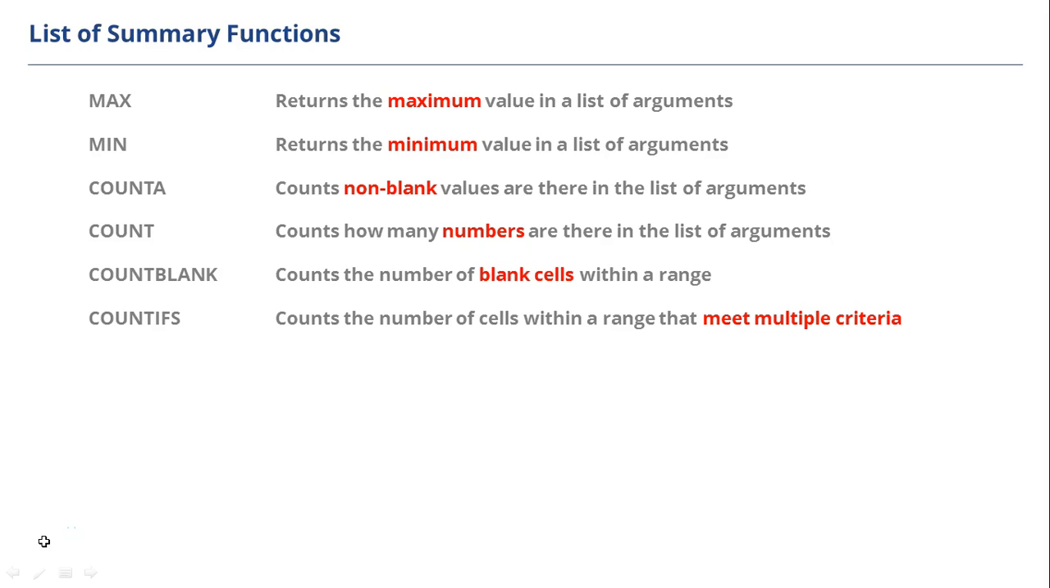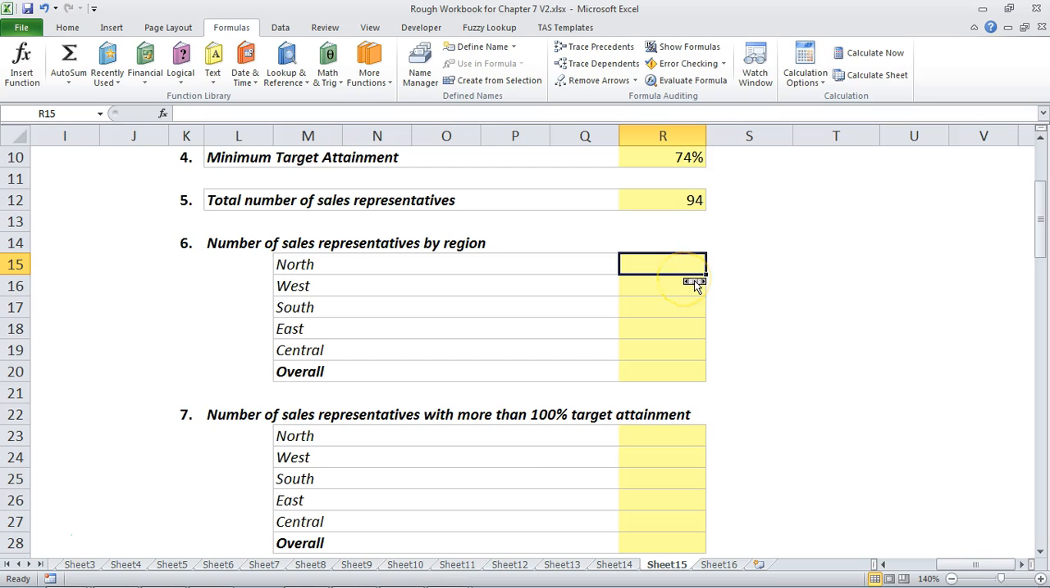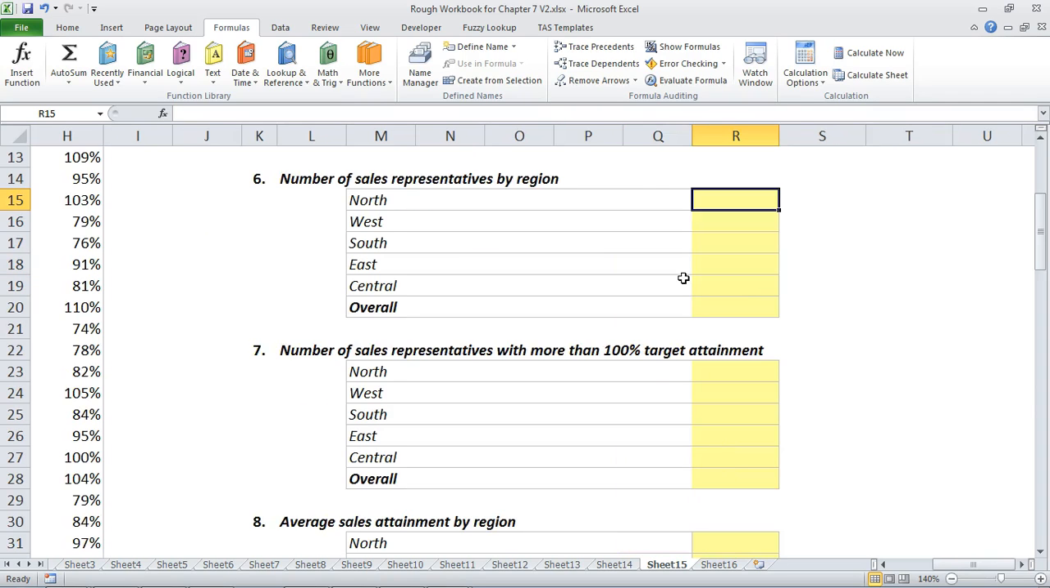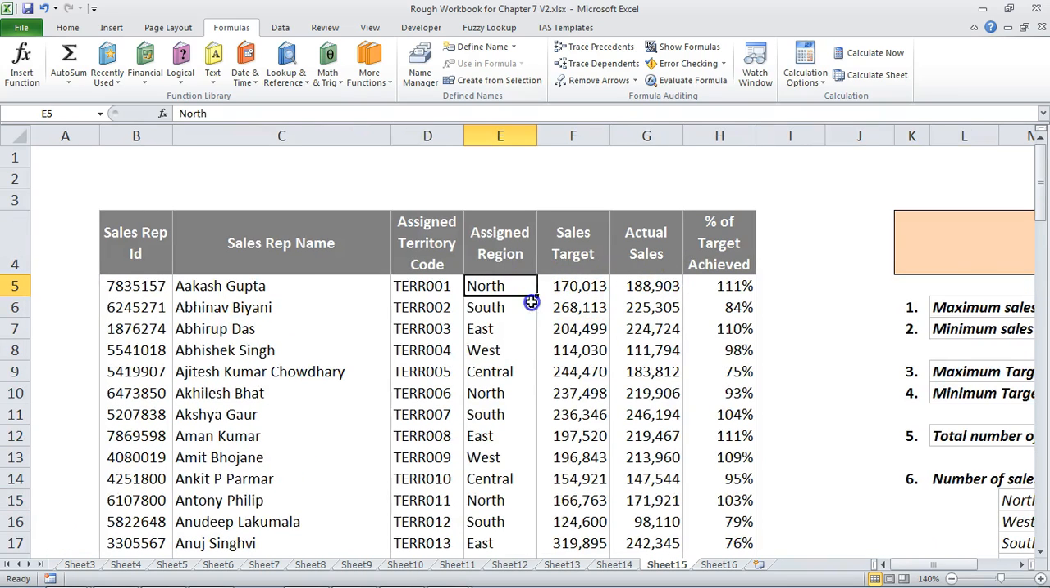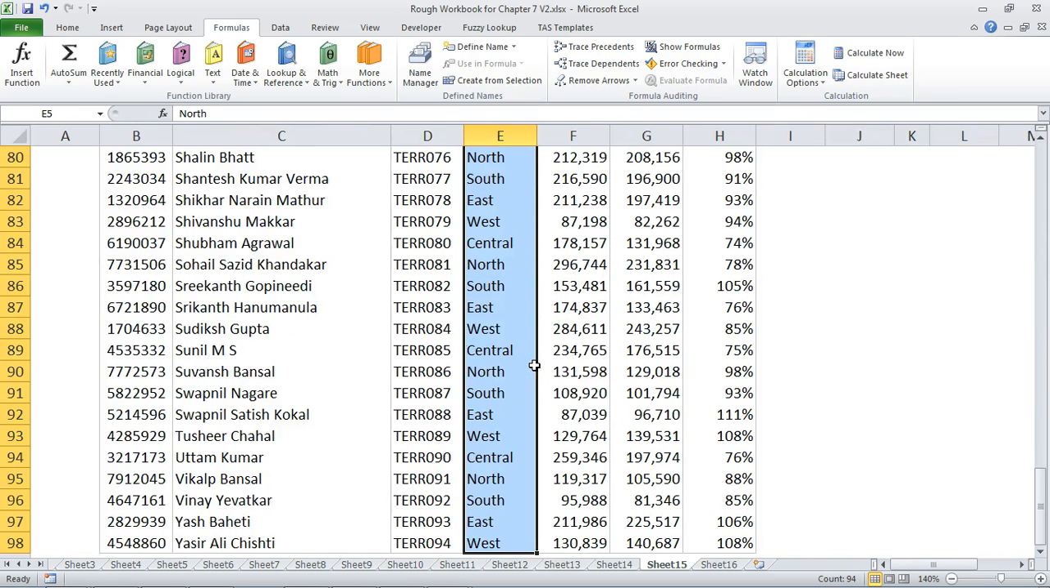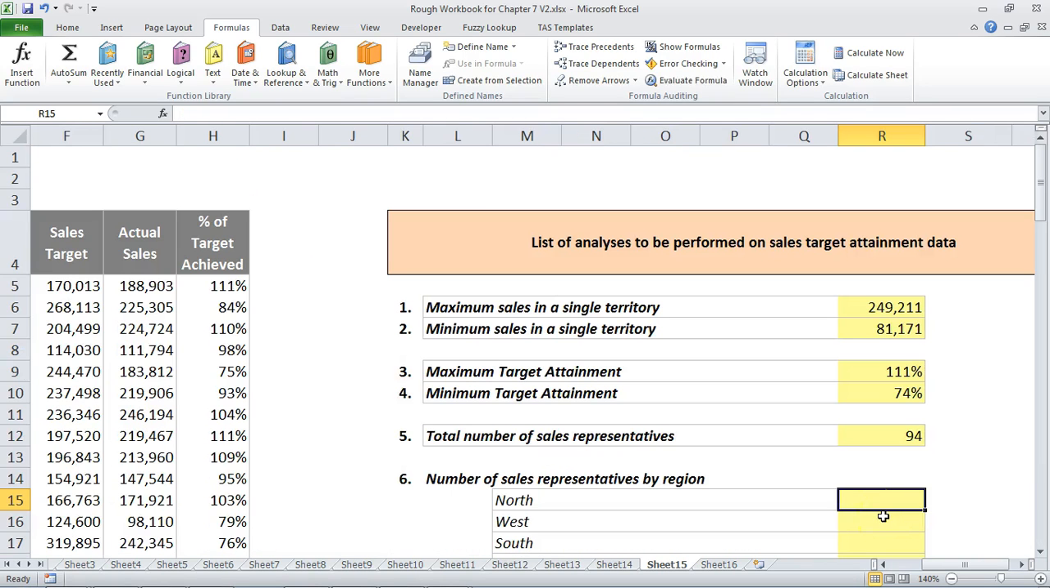The COUNTIFS function counts the number of cells in a range that meet certain criteria. For example, in this analysis, we need to count the number of sales representatives by region. So basically, we need to count how many cells in this region contain the value north, how many contain the value south, and so on. We can do this using the COUNTIFS function as follows.